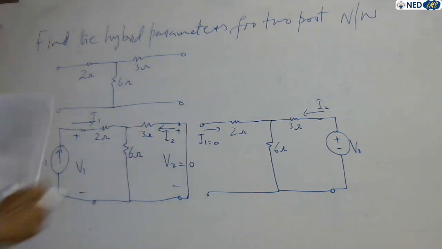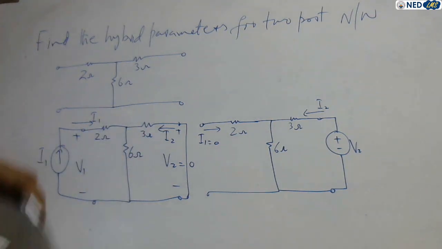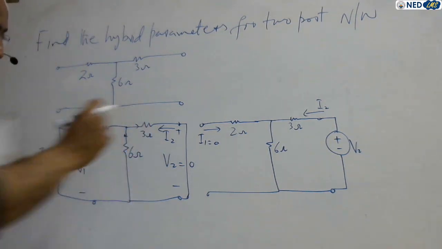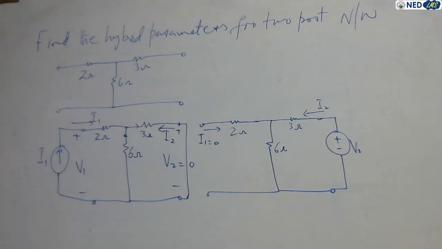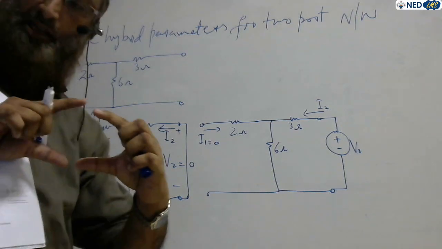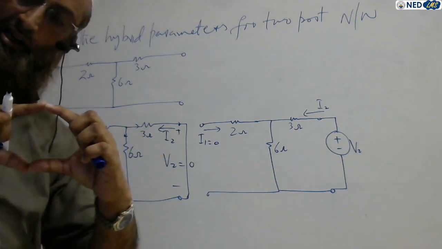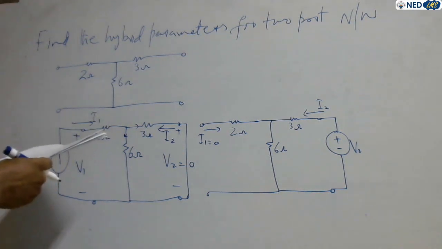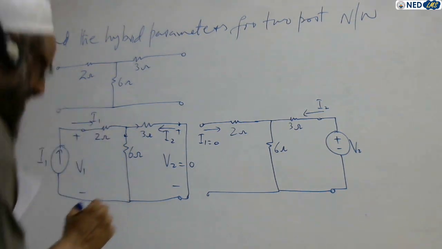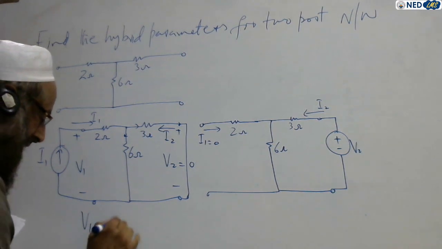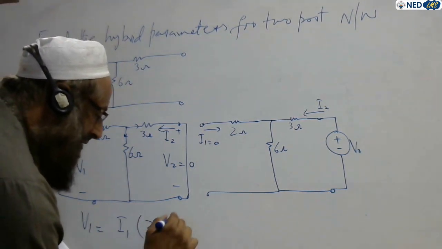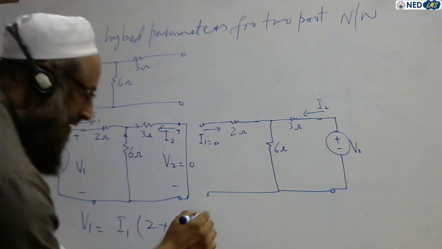Now 3 and 6 are connected in parallel, because when current comes, current divides in two paths, and both 3 ohm and 6 ohm are connected end to end like this, short circuit, I have explained earlier. So 3 and 6 ohms are in short circuit. So what is V1? V1 voltage equals current I1 times the resistance 2 plus 3 parallel to 6.